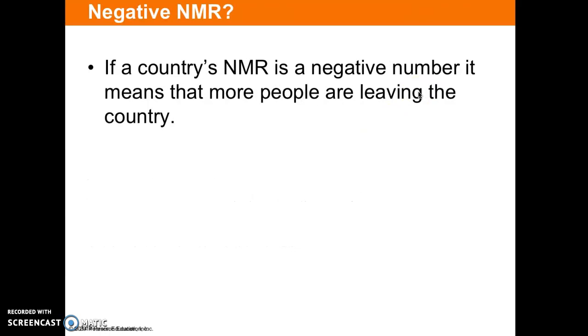If you have a negative net migration rate, it just means that more people are leaving the country than moving into the country. And this could indicate a couple of different things, but a lot of times it indicates a country where it is industrializing and the population has been growing quickly, and now people are leaving to work in other places.